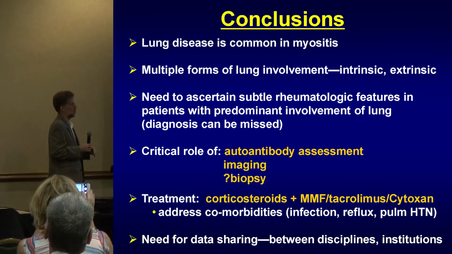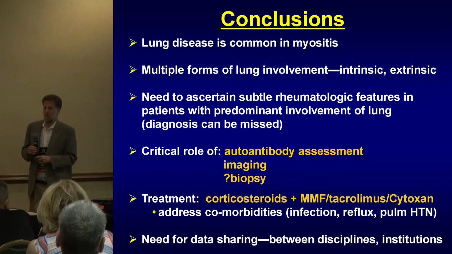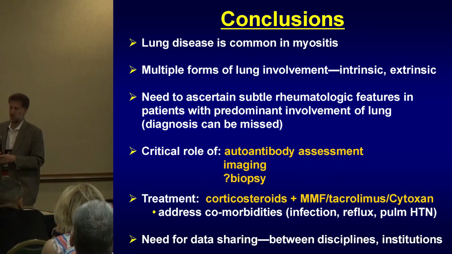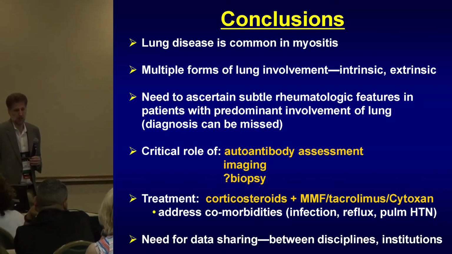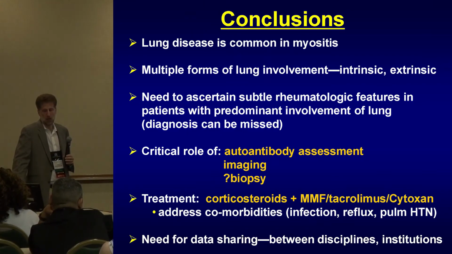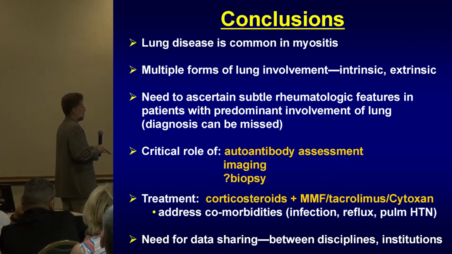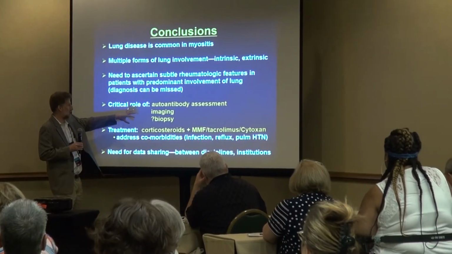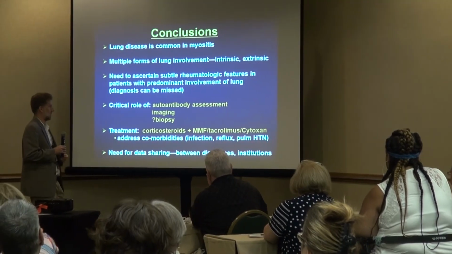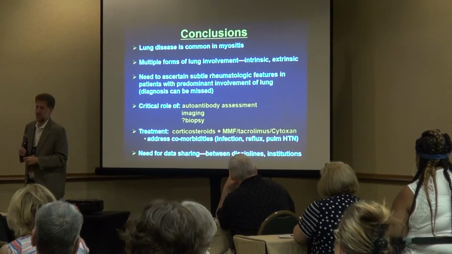Especially in cases where someone doesn't have a known diagnosis but has predominant lung problems, it's very important that a rheumatologist get involved early on to look for subtle clues that permit a more specific diagnosis. I have a biased perspective, but that diagnosis can be aided by looking at the autoantibodies that we discussed, but also getting appropriate imaging studies, and in some cases, biopsy.